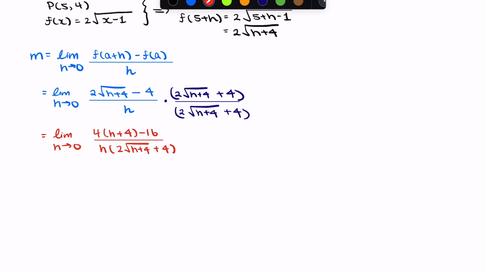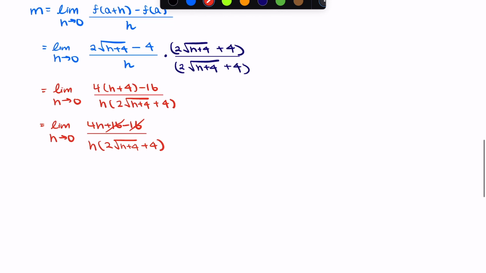Here, if we can expand it, we'll see the limit as h approaches 0 of 4h plus 16 minus 16. That positive and negative 16 will cancel out, then we have h times the bracket 2 square root of h plus 4, plus 4. Here we'll just rewrite it after canceling out the plus and minus 16: the limit as h approaches 0 of 4h over h times the bracket 2 square root of h plus 4, plus 4.